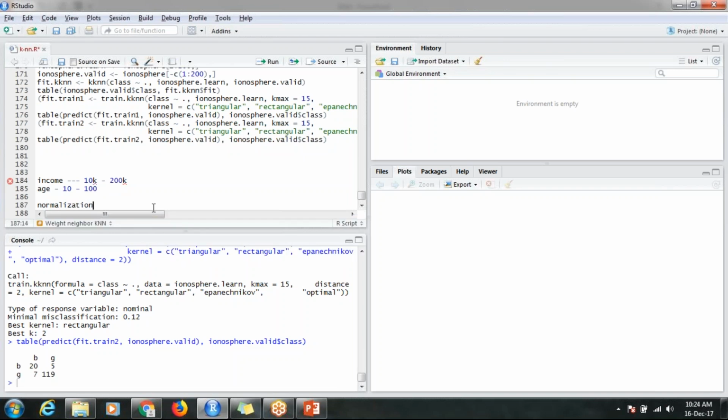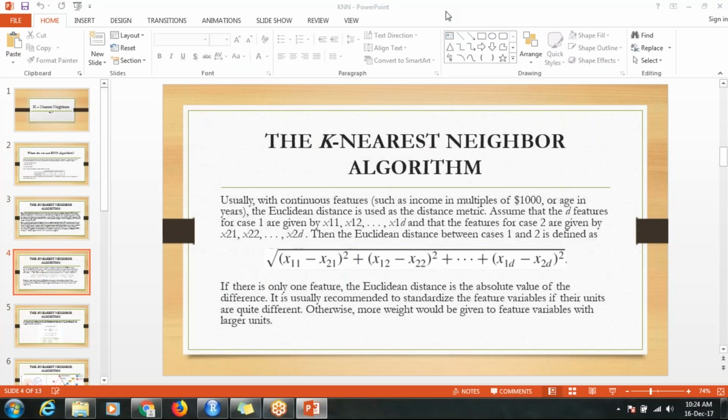So that is the way we deal with it. So both income and age are brought to the same scale, and then we start working with it. Okay. So that is what I have mentioned here.